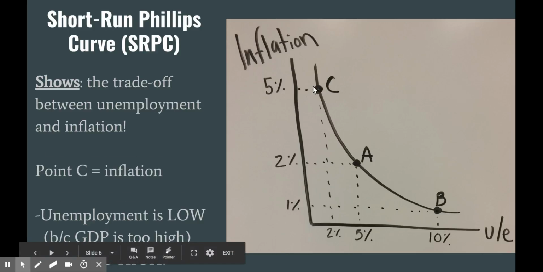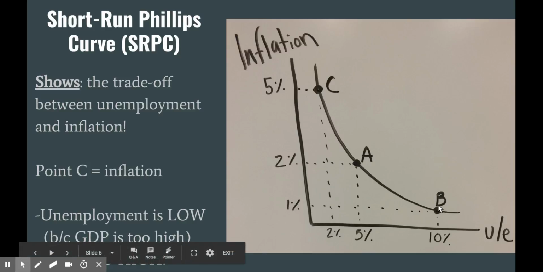Point C up here at the top, this would be a point that we could call beyond full employment, or just a time of inflation, because up here we have really high inflation, more than double what it should be, but unemployment is really low. We're producing so many things, we're kind of overheating, that prices are going up, but unemployment is going down. So that's what we mean by the trade-off.